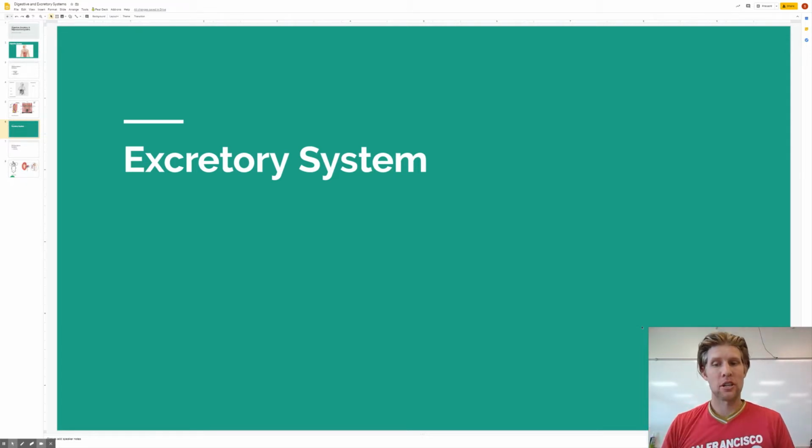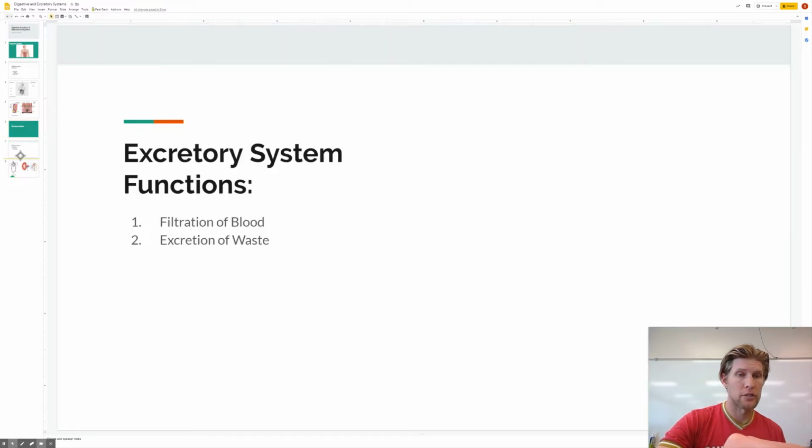So, we are going to talk about excretory systems. We've got to understand the functions, anatomy, and physiology of the excretory system. Its main function is to excrete waste, but it also filters your blood. The liver is part of it. We know what the liver does. It helps filter your blood. We're going to talk mostly about the kidneys, the bladder, the urethra, things like that, that filter your blood and excrete waste.